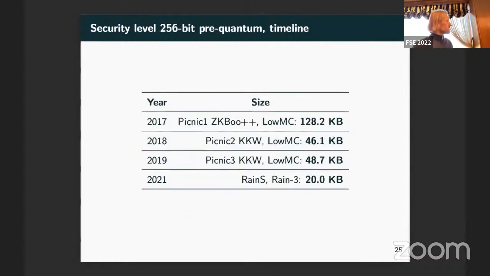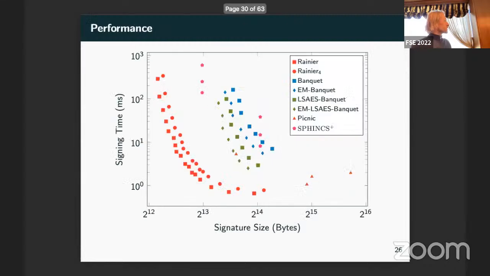I have here another number for higher security levels. Here the smaller signature sizes are still at around 20 kilobytes. One more illustration, the signature size versus signing time trade-off.